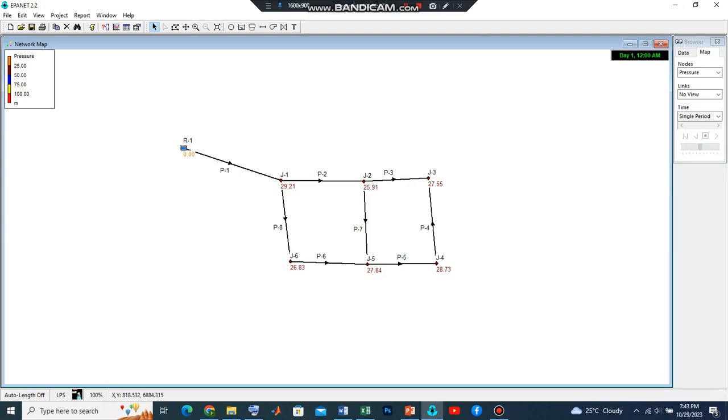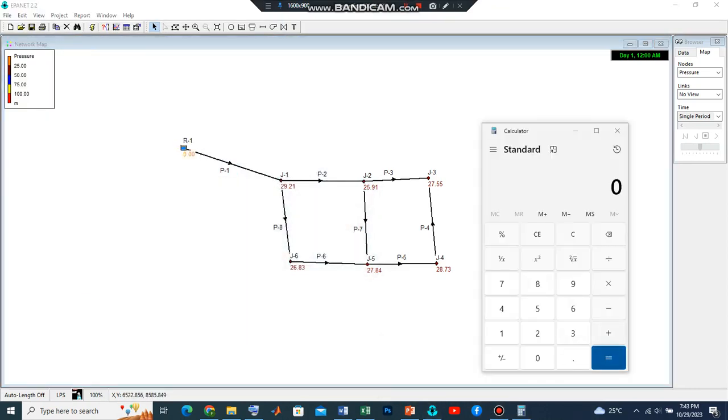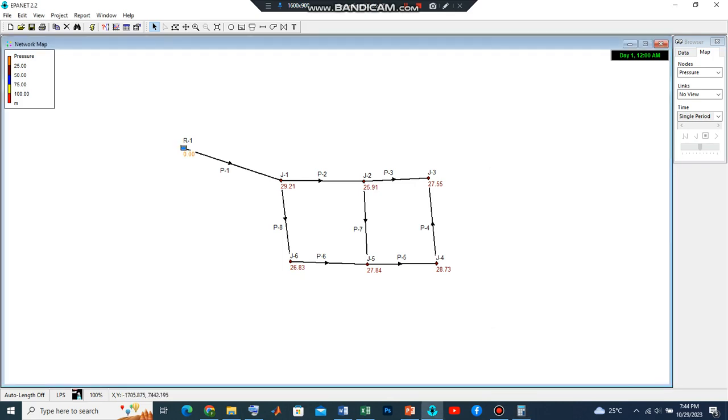Let's check and see if this value is acceptable. So let's say 29.21. Now the pressure is in meters, so let's convert it to kilopascal. We multiply by 9.81, and that should give us about 286. So what that means is that the pressure falls within an acceptable value. Remember, we're talking about between 250 to 300 kilopascal.